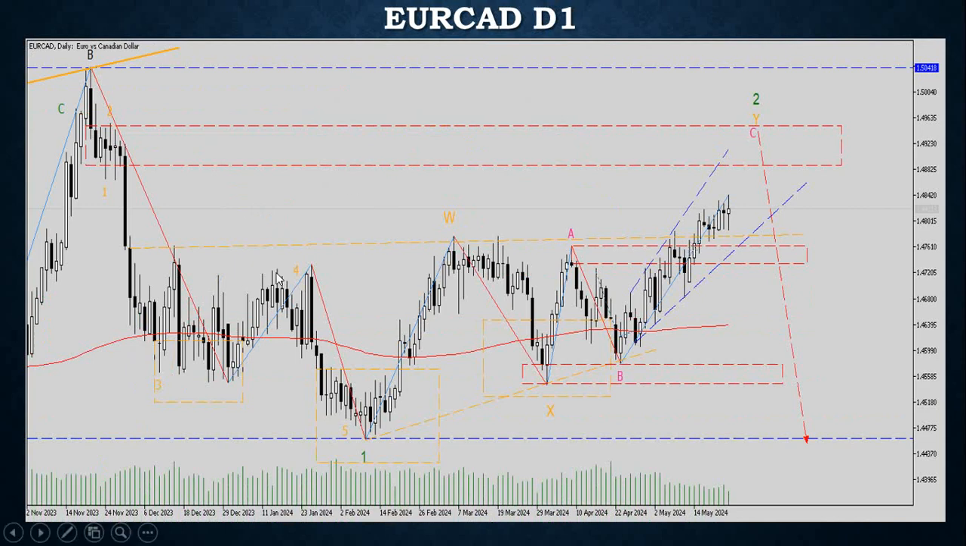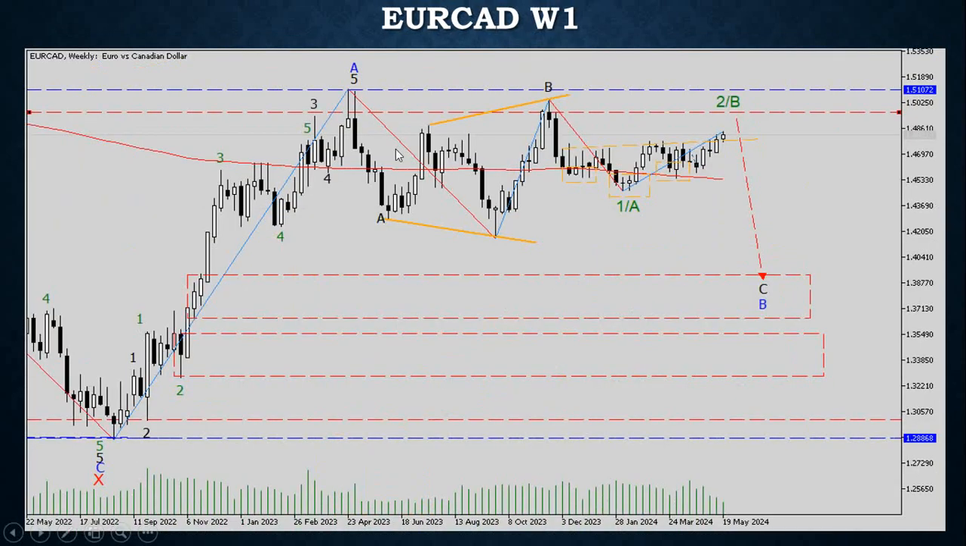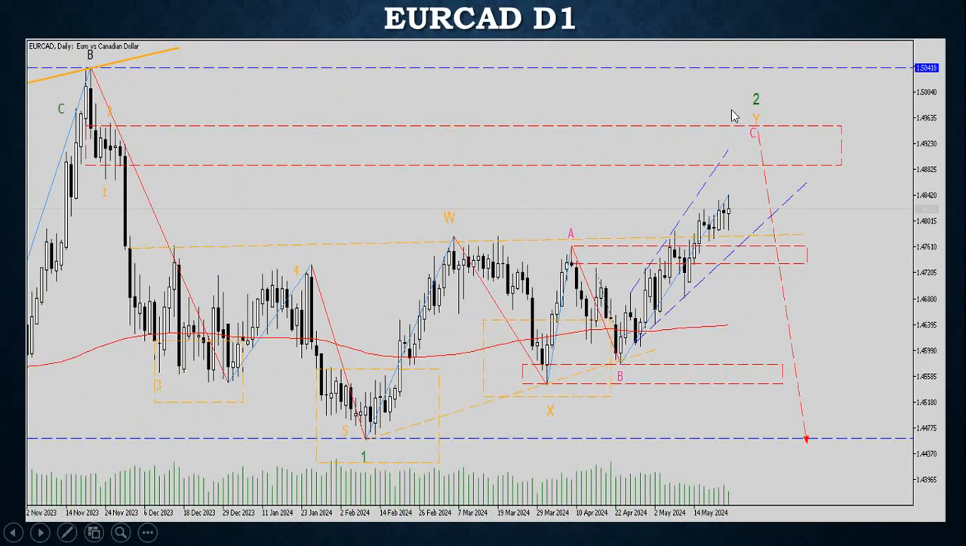So as you can see here, as I've indicated, we are mainly focusing on this formation of wave 1, wave A, and then wave 2, wave B. As you can see here, for me, it seems like we do have the impulsive move to the downside.